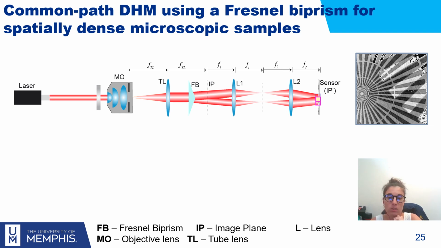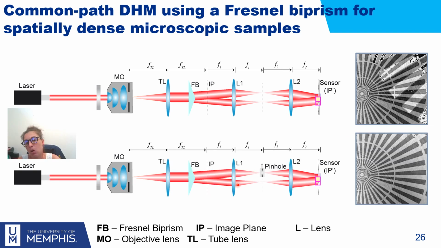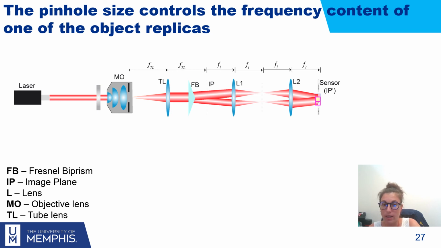Alright, so let's assume now that I put a pinhole in the Fourier plane of the two lenses. That's going to be the common path, the common plane within the two lenses. The size of the pinhole is such that only low frequencies from one of the replicas are allowed to pass. So this is how I'm going to create an image without the overlay of the replicated object. So let's talk about how that's going to work.